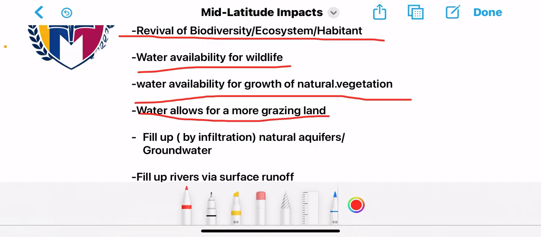Water allows for more grazing land. Now, this is good. You know why? Because grazing land is where our animals, mainly farmers or people who own livestock, they know that when there is enough rainfall, there is more grazing land, their animals will be able to grow, especially cows, sheep, goats, chickens. The chickens don't graze, obviously, but cows, goats, and sheep, when there is enough rainfall, more grass grows, meaning that they will have what? More grazing land.